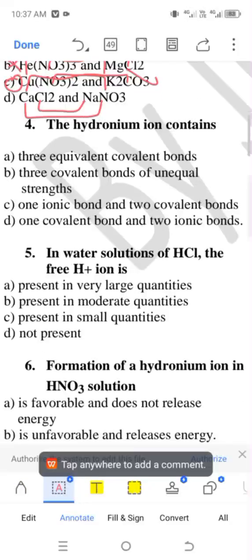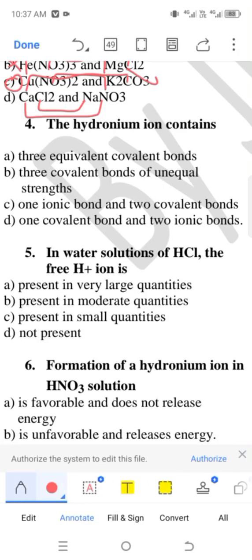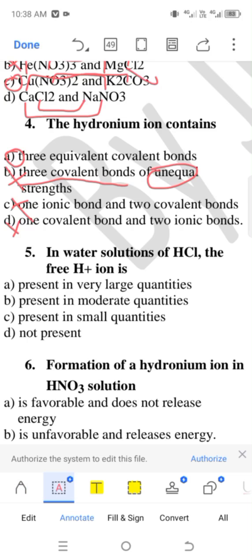The hydronium ion contains, we have discussed this, that all the hydronium ions, when they form, their structure is from the formation of 3 equivalent covalent bonds. So A is the correct answer, but B states 3 covalent bonds of unequal strength. All the bonds are equal in terms of strength, so this is incorrect. And one covalent and two ionic bonds, no. It has no ionic bond, the hydronium.